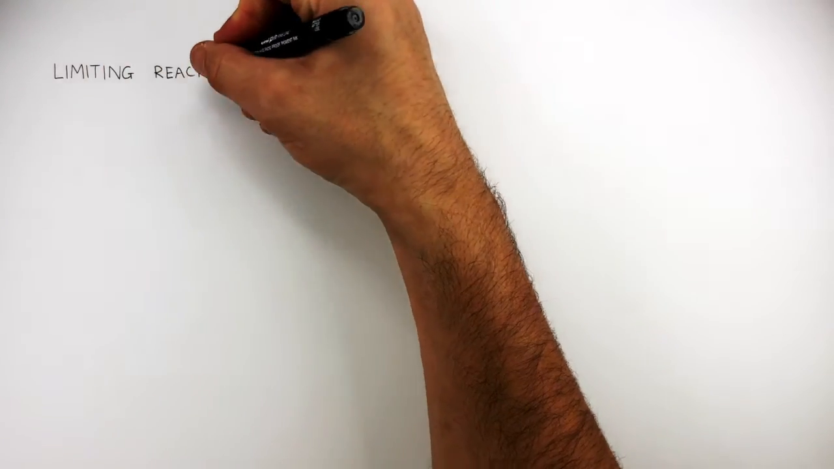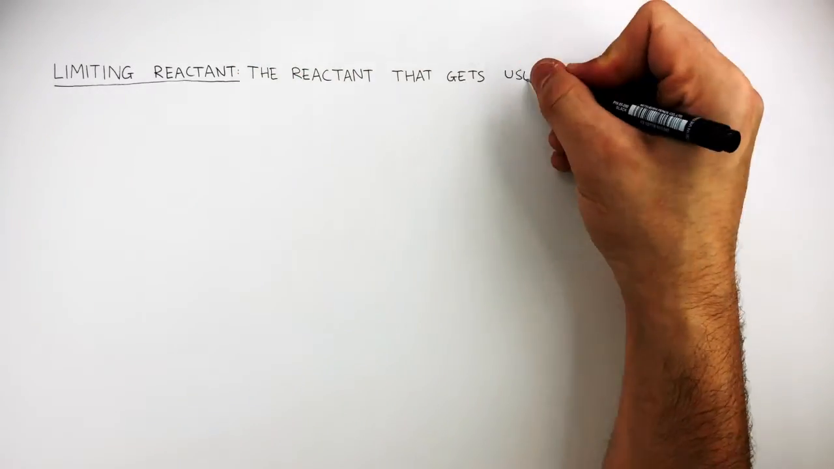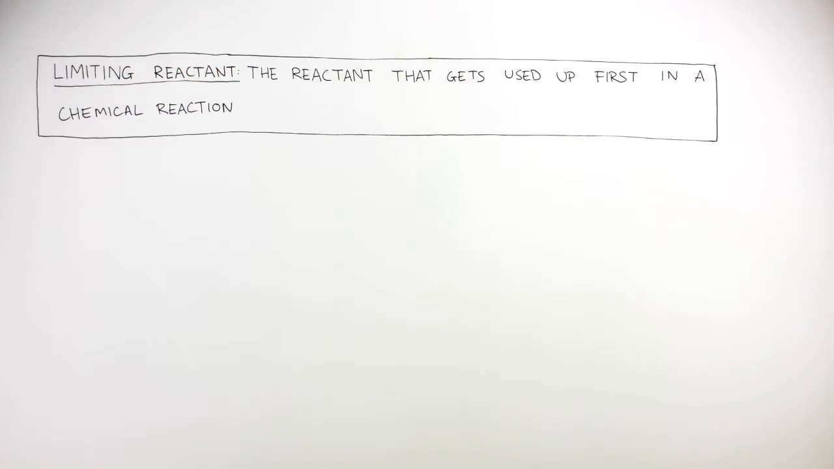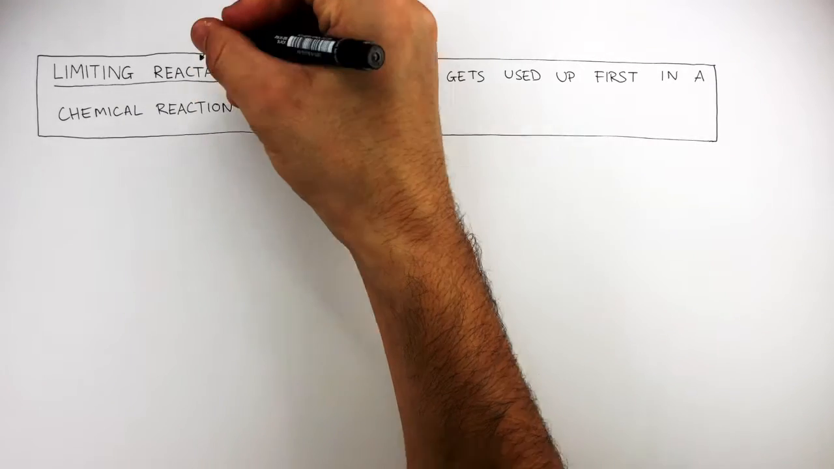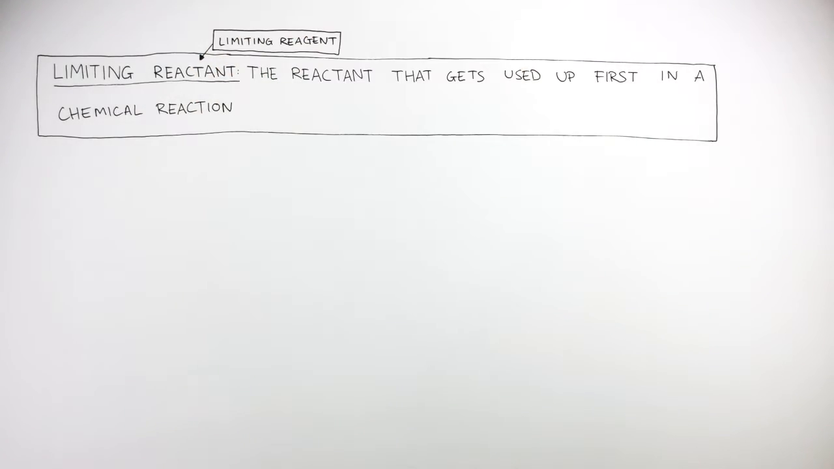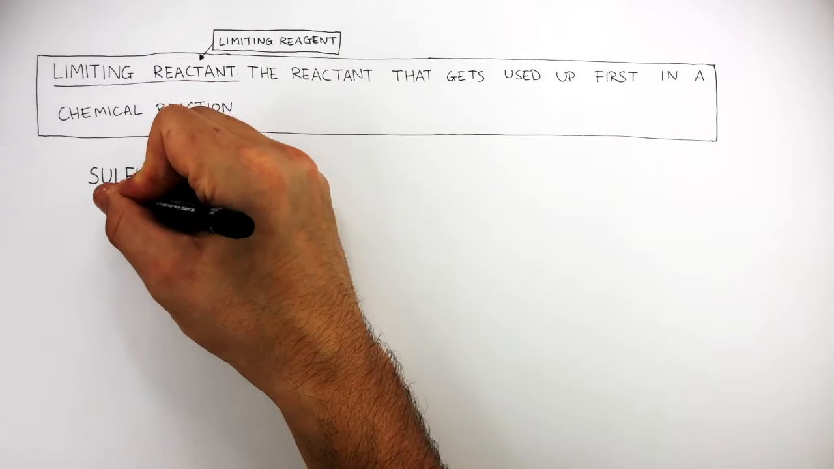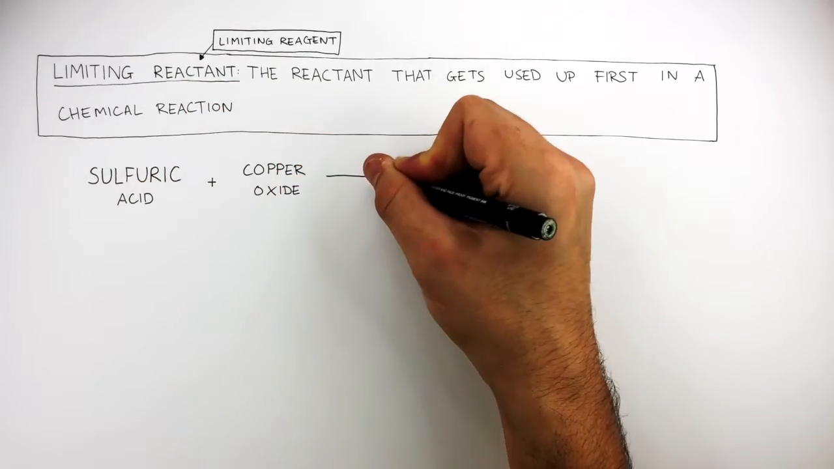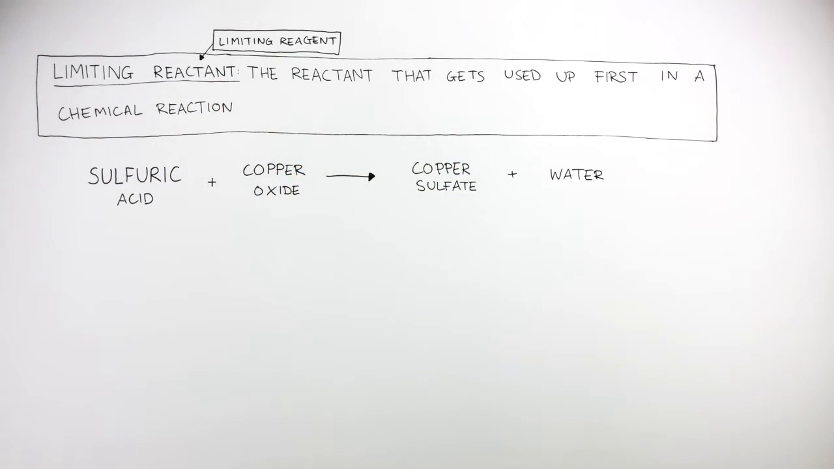The limiting reactant is the reactant that gets used up first in a chemical reaction, and the limiting reactant is also known as the limiting reagent. When sulfuric acid reacts with copper oxide, copper sulfate and water are formed.